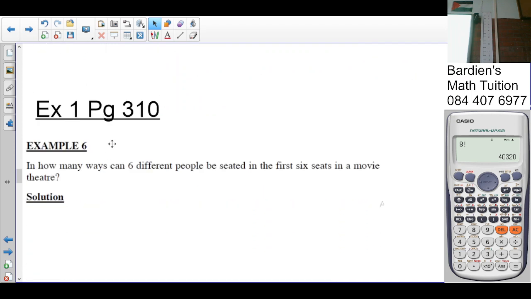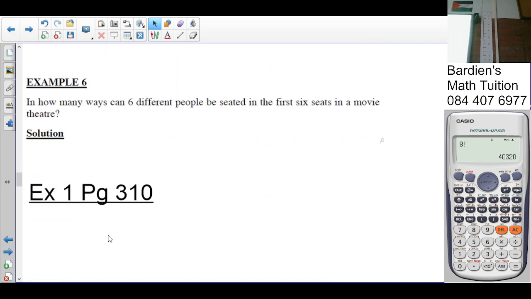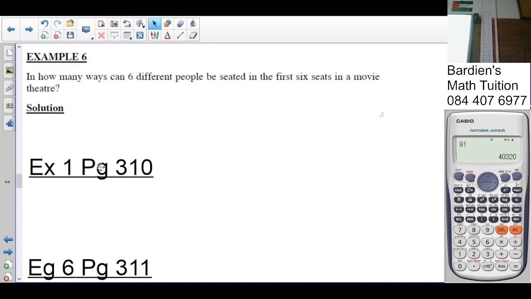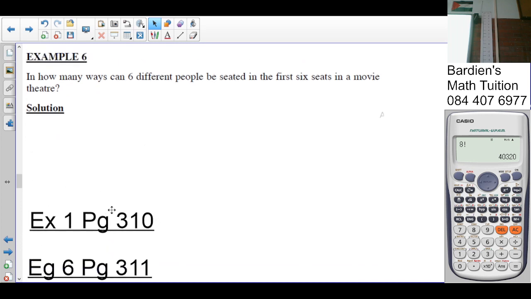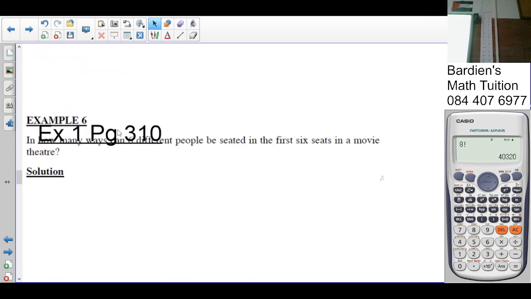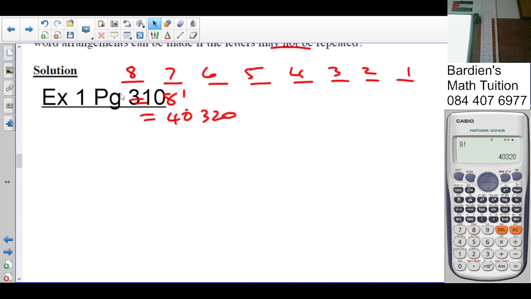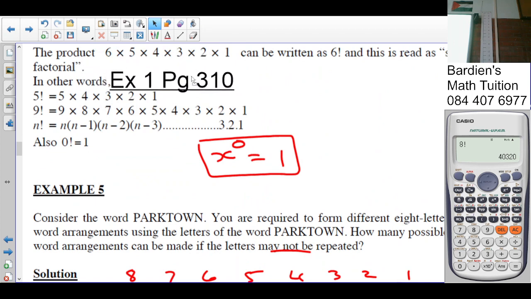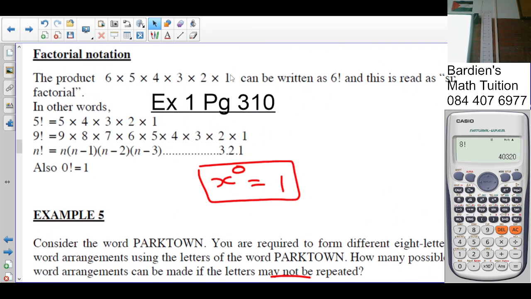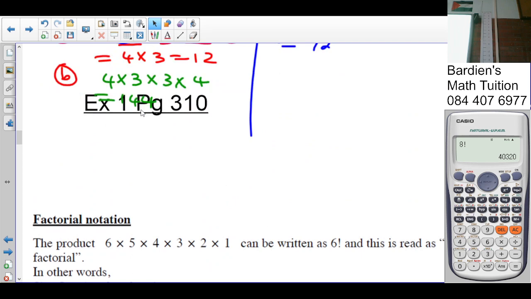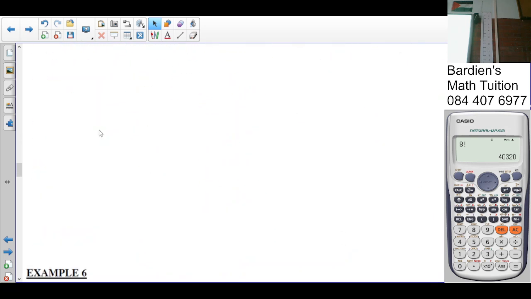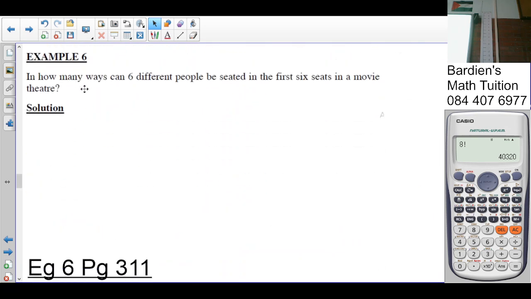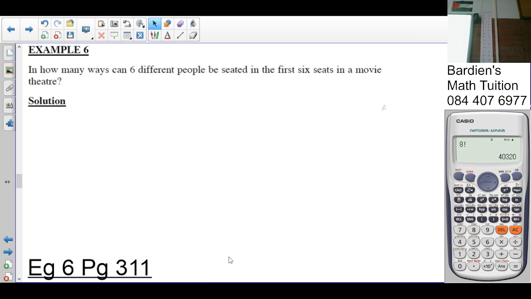Look at example 6. I want to know in how many ways can 6 different people be seated. That was example 5, so this doesn't belong here. That's example 6. Example 6 on page 311.